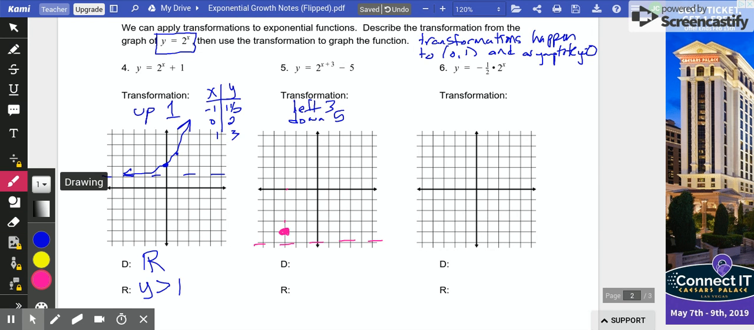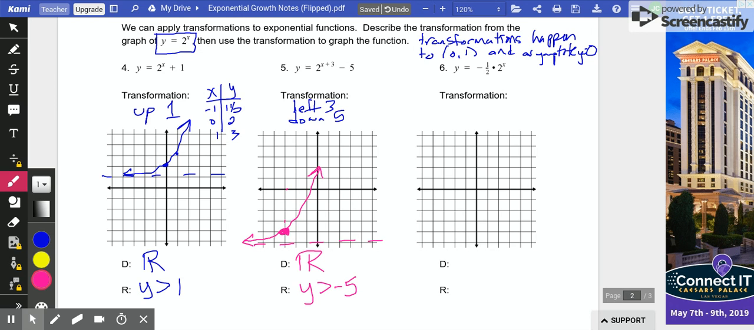All right, and our graph is going to do the same thing. We know our parent function kind of goes up like that, flattens out that direction. And for now, that's good enough. If you wanted to plug in some more points, you most certainly could, but they should fall into that general shape. Our domain is all real numbers. And this time, remember, we shifted our asymptote down, so our y is greater than -5. All right, let's check out this last one.